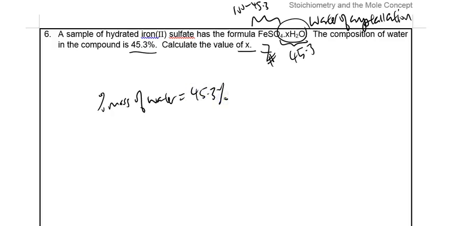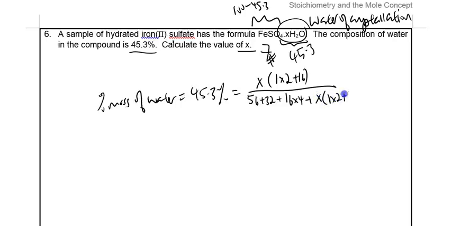So how do we calculate the 45.3%? It is simply the proportion of water, which is x times (1 times 2 plus 16), divided by the relative formula mass of hydrated iron(II) sulfate, which is 56 plus 32 plus 16 times 4 plus x times (1 times 2 plus 16), and this multiplied by 100%. I should get 45.3%. So if I solve this equation, I will have my value x equals 7.